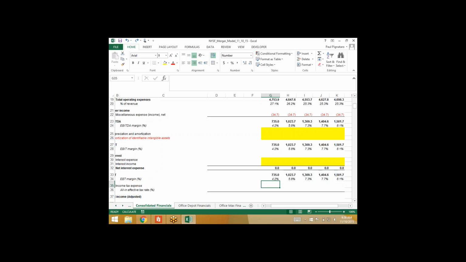I believe that's what's happening in this case based on the nature of the three transactions that we saw that was building up to this. They're really staying underneath the acquirer's tax structure. So I'm just going to pull in the acquirer's tax rate.